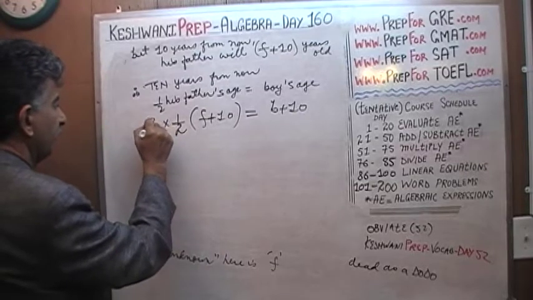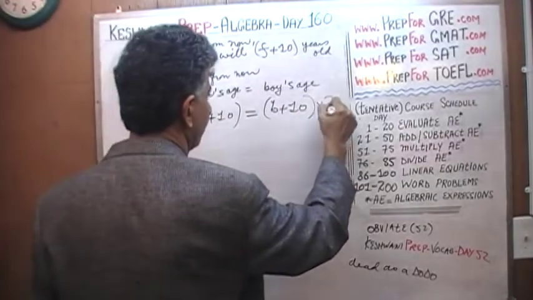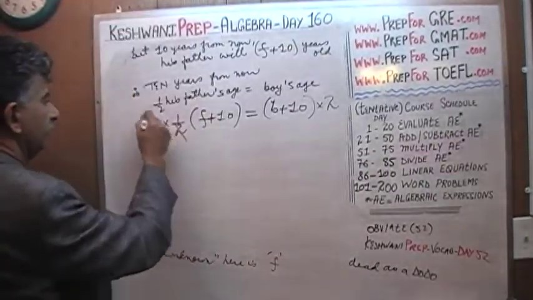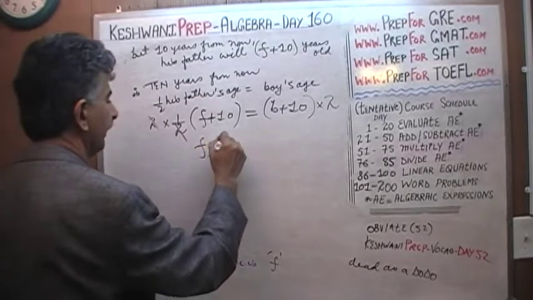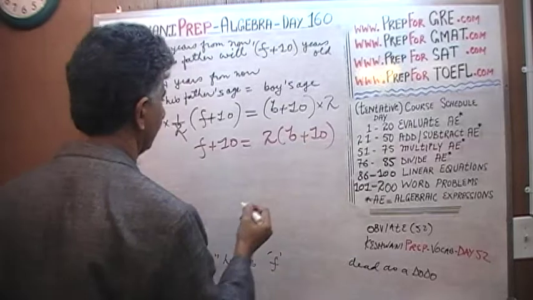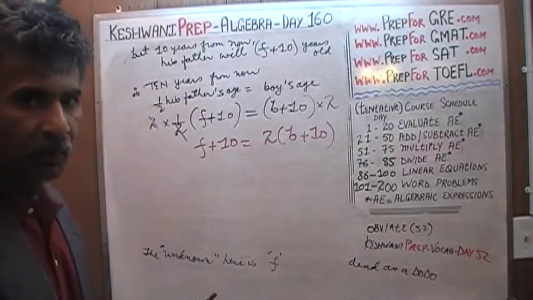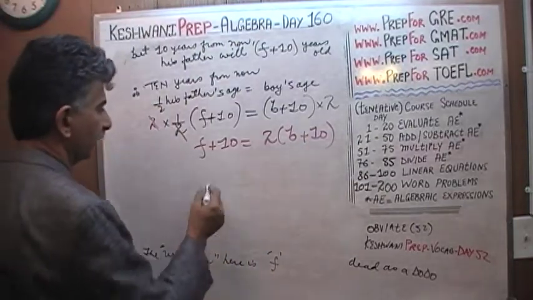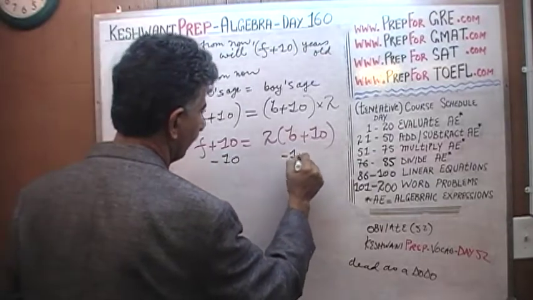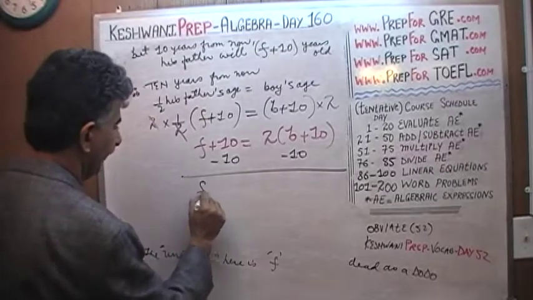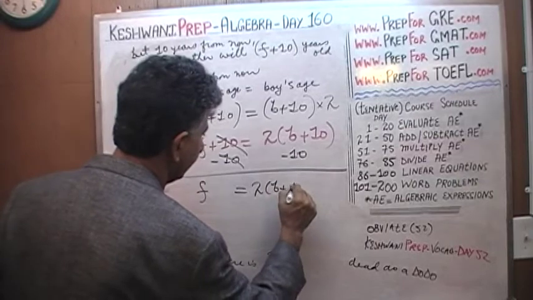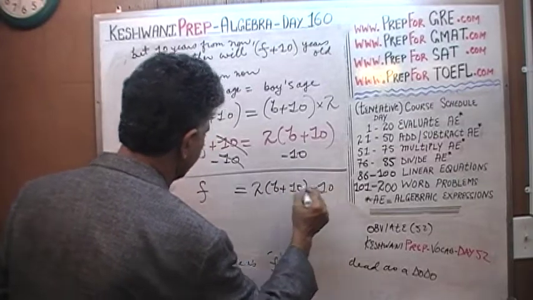So, how do I get rid of this 2? Let's multiply this side of the equation by 2, and let's multiply this side of the equation by 2. By doing so, these 2s cancel out, and we end up with f plus 10 equals 2 times b plus 10. We are still not done. We are interested in solving for f. So we've got to get rid of this 10. How do we get rid of this 10? By subtracting 10 from both sides. And now we end up with f. See, this cancels out. F equals 2 times b plus 10 minus 10. There you go. This is our final answer.